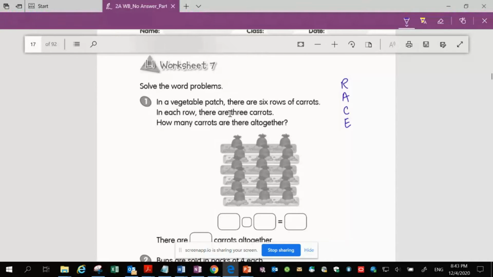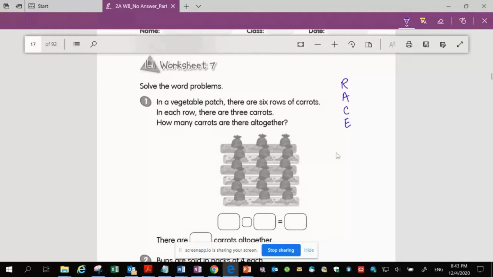In a vegetable patch, there are 6 rows of carrots. In each row, there are 3 carrots. How many carrots are there altogether? Let's do that again, one more time. In a vegetable patch, there are 6 rows of carrots. In each row, there are 3 carrots. How many carrots are there altogether? So now we've done the reading.